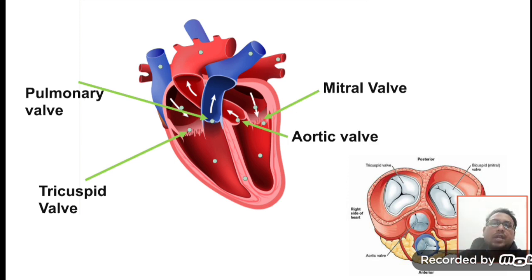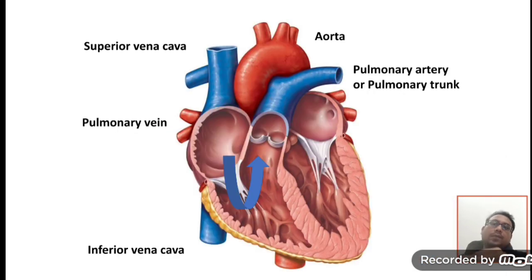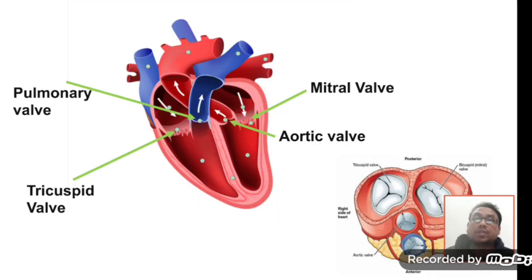So now we have the basic idea of how it flows and what kind of valves are involved in this process. Now we are going to see the next thing, which is how the blood is flowing in our body and heart. After this, we will see the blood flow through the heart.